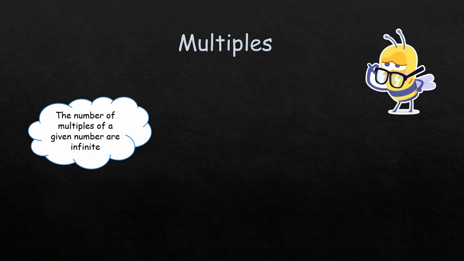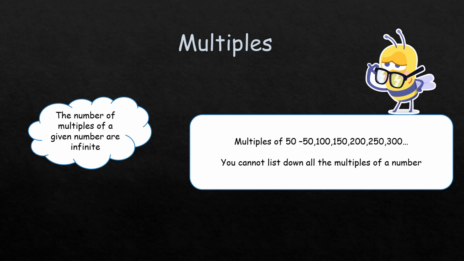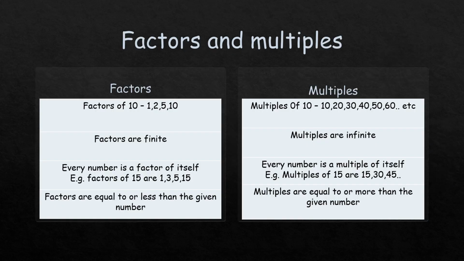Next property: the number of multiples of a given number is infinite. So that is what I said. We can keep writing the multiples of any number. However big the number is, say the multiples of 50, what are they? 50, 100, 150, 200, we can keep writing. You cannot list down all the multiples of a number.